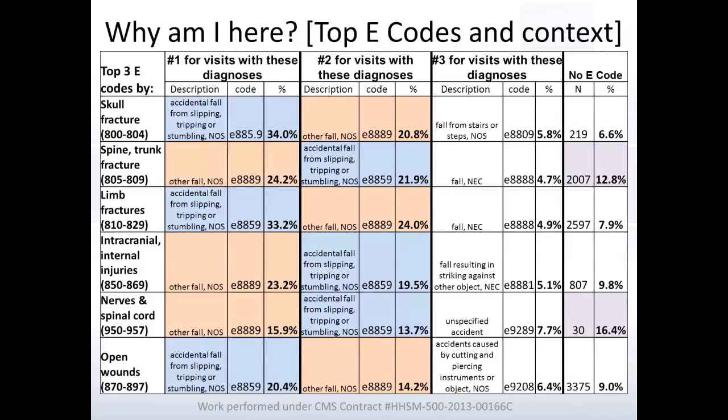And now for E-codes, for more information on the nature or cause of injuries. Here we've taken the top 3 E-codes for each of a number of injury categories in the ICD-9 injury codes. As you'll see, we get a pretty homogeneous set, at least doing it this way. 30 to 50% of all visits with diagnoses in each of these categories are taken up by just 2 E-codes. That is 885.9 and 888.9 in the blue and orange, which are accidental fall from slipping, tripping, or stumbling, not otherwise specified, and other fall, not otherwise specified, respectively, if you can't read them.